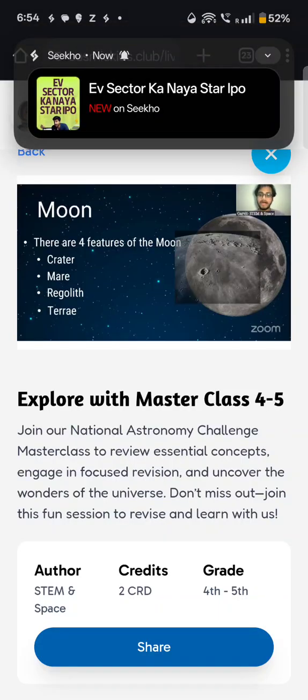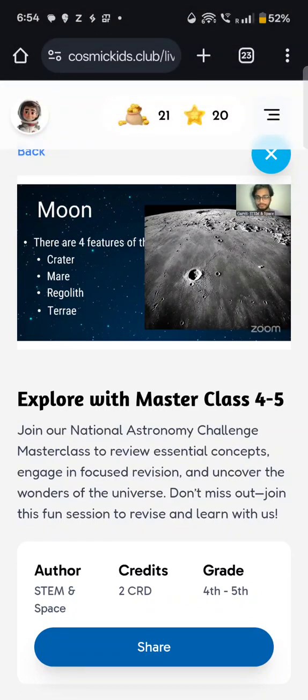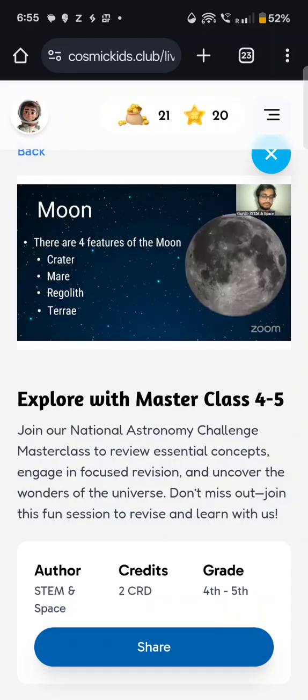And the last feature of the moon is the terrain. Terrain are the highlands of the moon, or the mountains on the moon. These mountains are also found because of ancient asteroid impacts. As the asteroid impacted, it created a huge debris of material, and it collected together and formed these terrains or mountains on the moon. So these are the four features from which we can identify the moon.